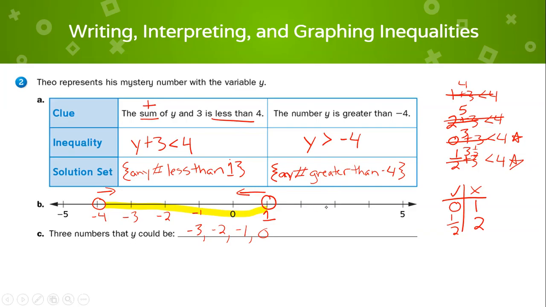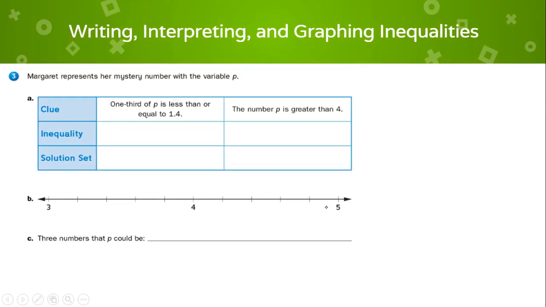Let's try the next problem. Margaret represents her mystery number with the variable p. And so we have 2 clues. 1/3 of p is less than or equal to 1 4/10. Here's our clue word, of. And remember, of means multiplication in math. So this is 1/3 times p. And it looks like this: 1/3 p is less than or equal to 1 4/10.